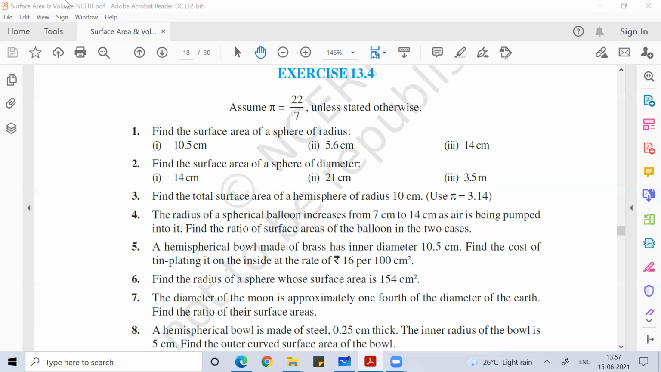3.5 you can write as 35 by 10 or 7 by 2. 22 by 7 into 7 by 2 into 7 by 2. 7 gets cancelled. So 22 by 2 means 11 into 7 by 2. 77 by 2 means 38.5 meter square.